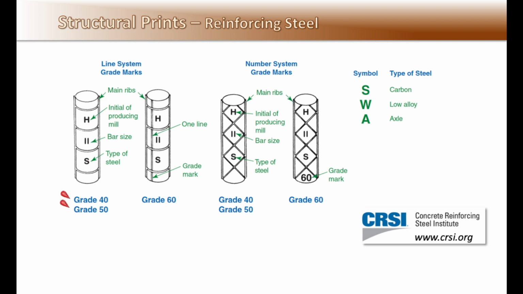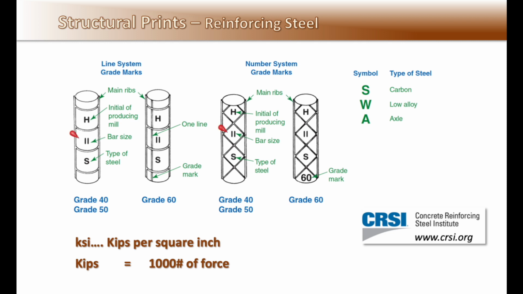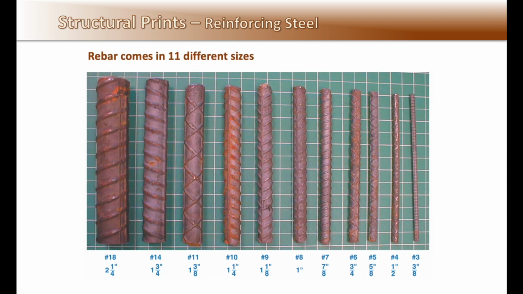Grade 40, 50, and 60 KSI tensile strength are typical. KSI stands for kips per square inch, and kips stands for 1,000 pounds of force. The higher the KSI, the more tensile strength the rebar has. There is a number on the rebar indicating the size, sometimes in metric, and all rebar will have a mill mark identifying the producer. For more information on reinforcing steel, visit the Concrete Reinforcing Steel Institute, CRSI, at www.crsi.org.